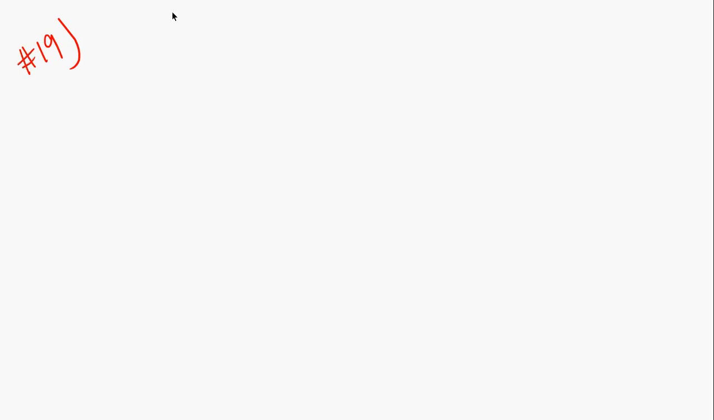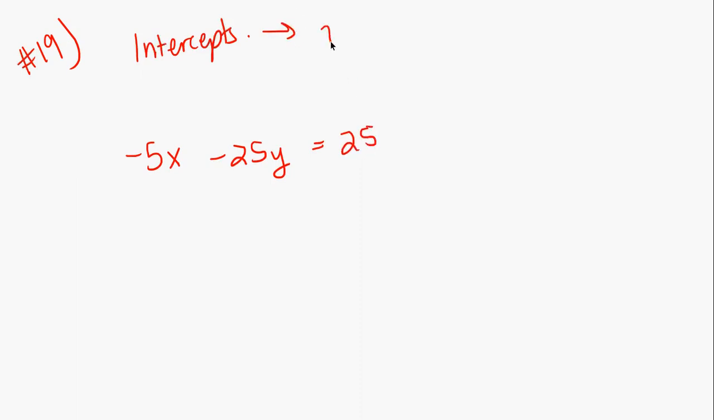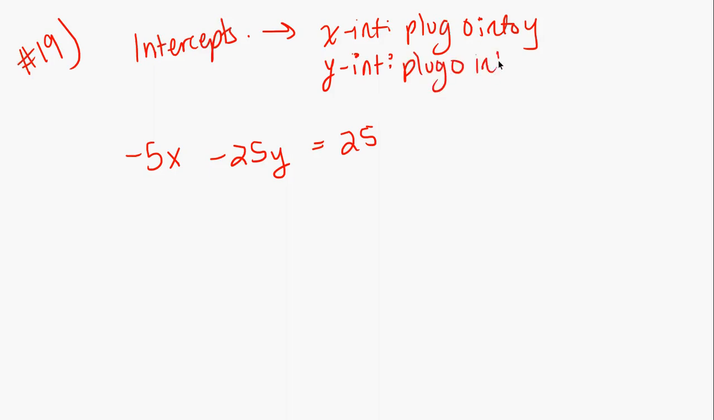Number 19, it says find the intercepts. So we've got -5x minus 25y equals 25. In order to find the intercepts, for the x-intercept we plug 0 into y. For the y-intercept, we plug 0 into x. So let's just do our x-intercept first.